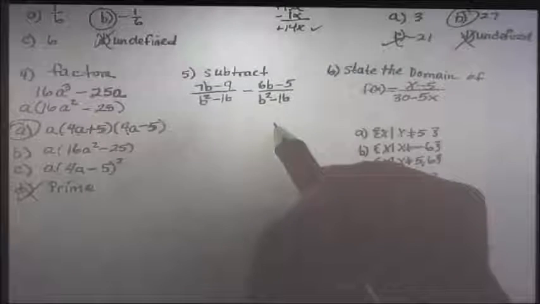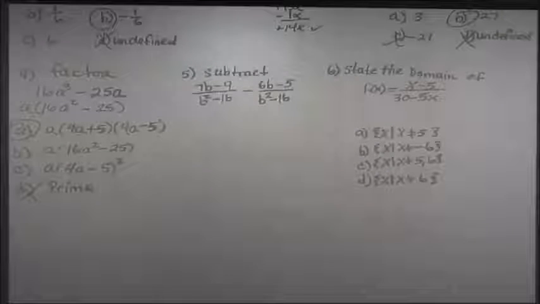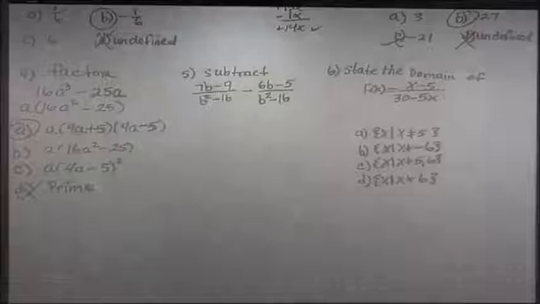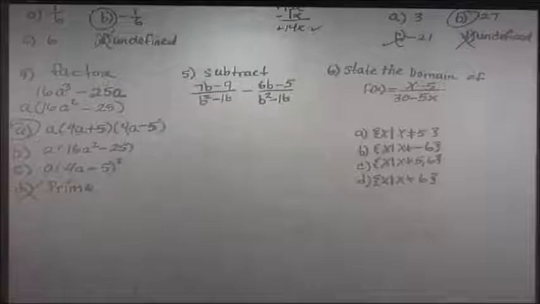Number 5, we're subtracting. When you're adding, subtracting, solving, you need a common denominator. Okay? When they ask you for a common denominator, you need a common denominator. What's our common denominator here? Well, right now, what is b squared minus 16, right? Remember, we're looking at it and we're like, wait, b squared minus 16, you know what? I could factor that. Not yet, but you will.